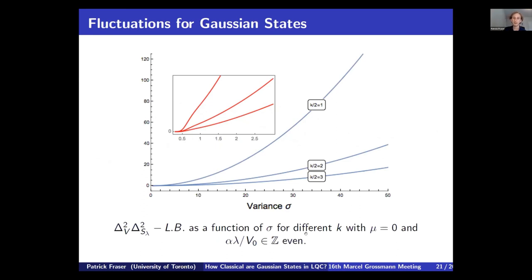Now, if we actually plot this in the case where we've got an even integer, this is the case where the lower bound is highest. So this is the strictest case, where you get closest to saturating the bound. If we plot the difference of the fluctuations from this lower bound, we see that we just get monotonically increasing functions. Even for small values, everything grows very rapidly. The difference grows more slowly as you increase the value of k, but nevertheless, we never saturate the lower bound.